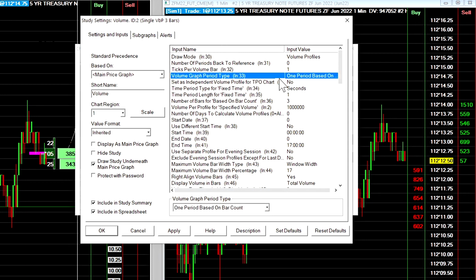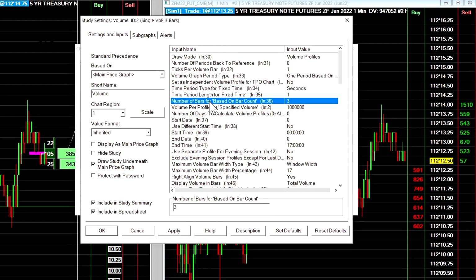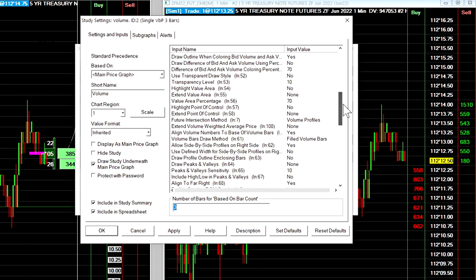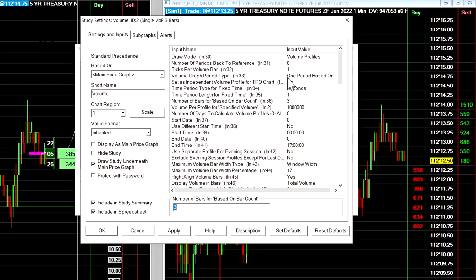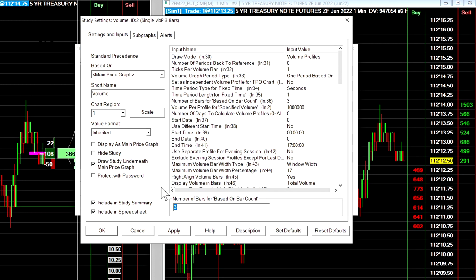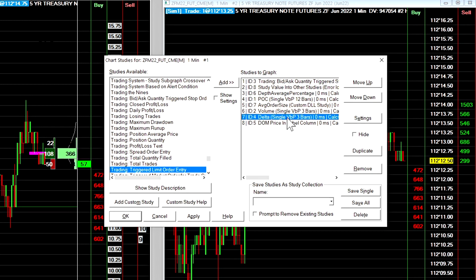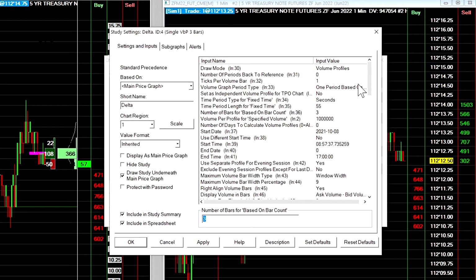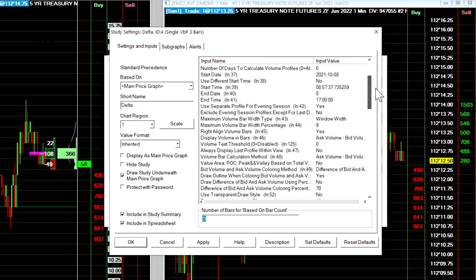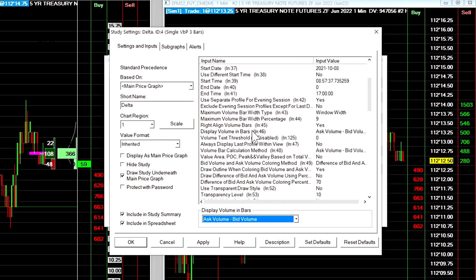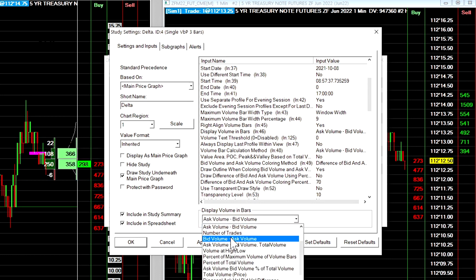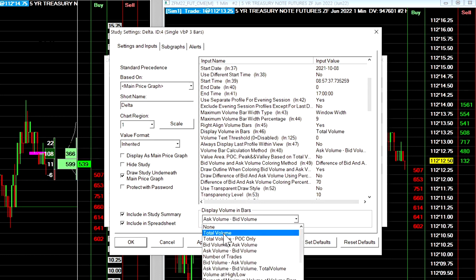Now when you set this to based on bar count, it's going to ask you how many bars in the chart, and I have it set to 3. So what this profile is basically showing me is volume by price, or whatever I have it configured to show me based on volume by price data, for 3 bars of the chart. That's what it's set to, okay? I also have the identical volume by price study, which is showing me the same time period, so 3 bars, but instead of volume by price, it's showing me the ask volume minus the bid volume. The way I have that set is here: Display volume in bars, ask volume minus bid volume, while the other one is set to show total volume.